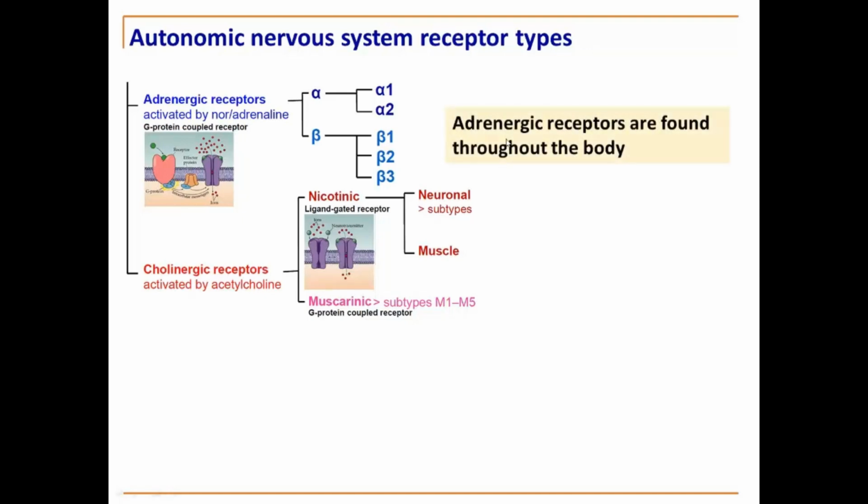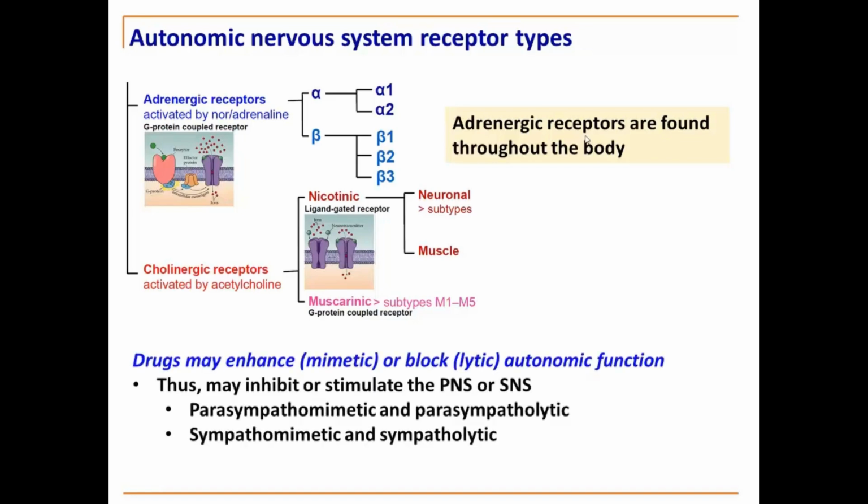Another important point is that these adrenergic receptors are found throughout the body, depending on what the effect of noradrenaline or adrenaline on the receptor is going to be. So where can drugs act? Well, drugs can act anywhere. They can be relatively specific to any one receptor subtype, or they can be very generic. For example, they may activate all of the muscarinic subtypes M1 to M5. In other words, you may have drugs that enhance (mimetic) or block (lytic) autonomic function.